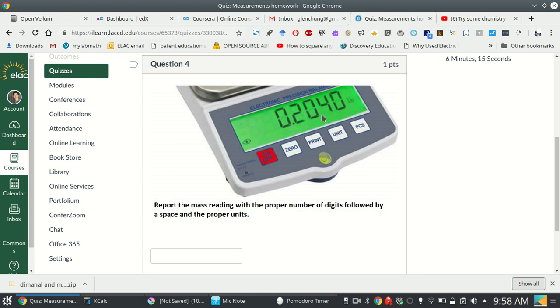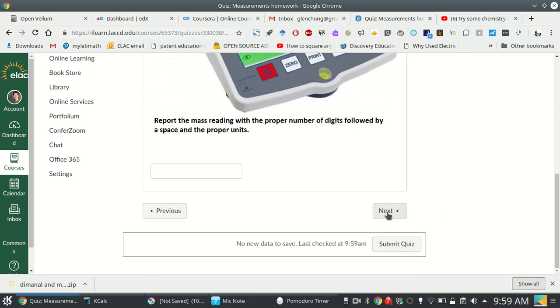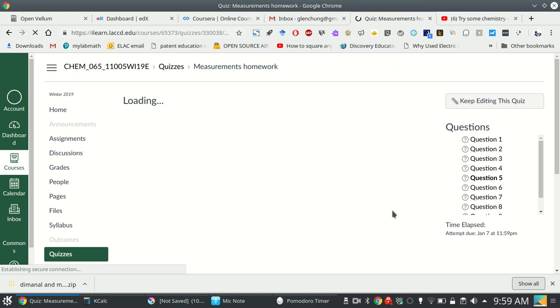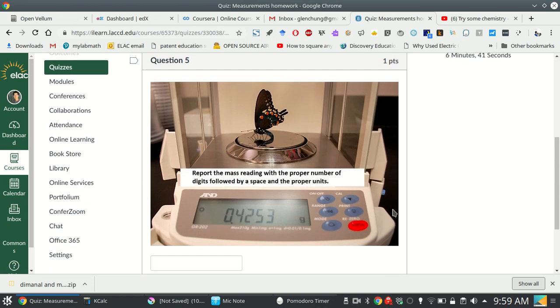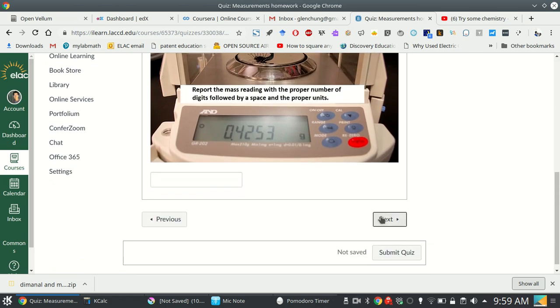0.201, 0.200. None of those are certain, meaning any of those are possible. However, when you measure with this balance, you know that it is 0.204. Not only that, you know it's 0.2040. The 0 at the end is significant because there's a dot. So you've got to write down all the digits to get the right answer. Alrighty. Now, same thing here. Write down all the digits to get the right answer.